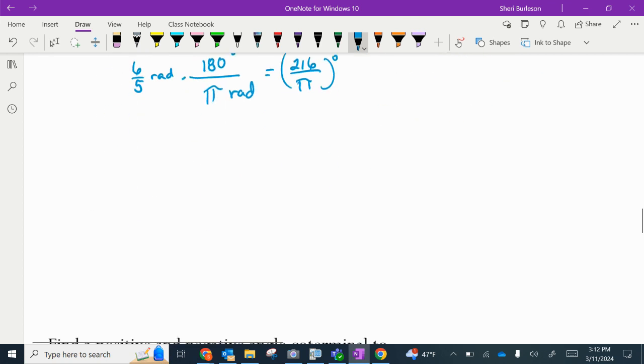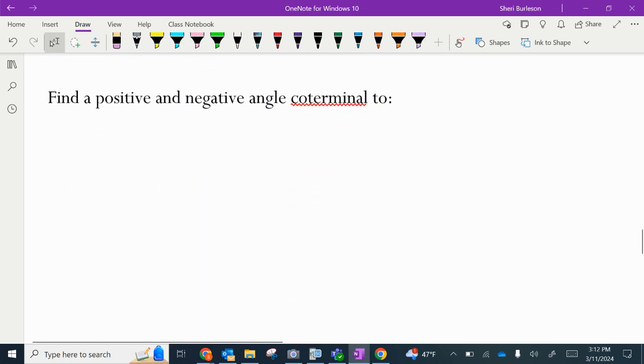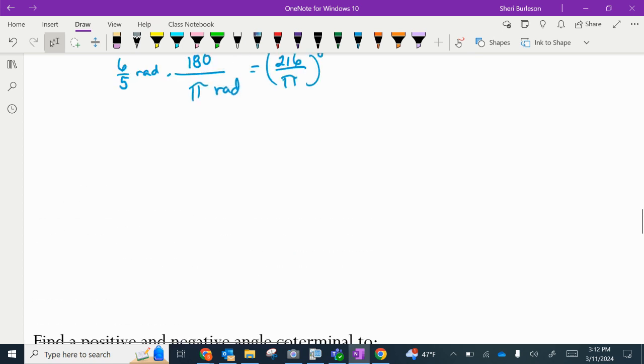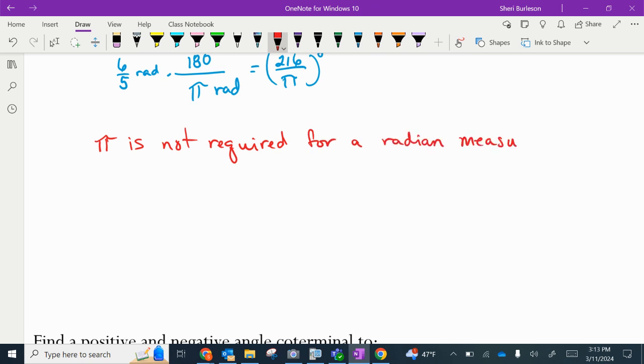Okay. So, coterminal. Oh, I wanted to write one statement. I wanted to write this down. Okay, pi is not required for a radian measure.